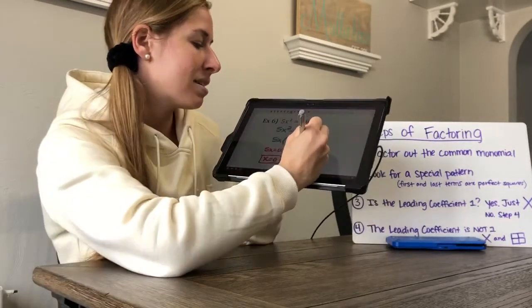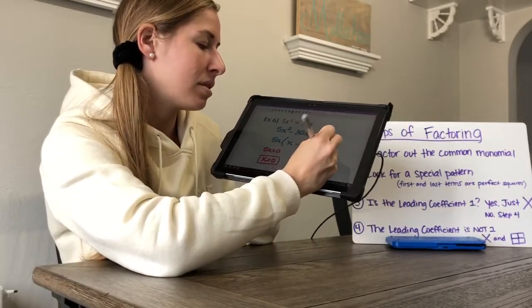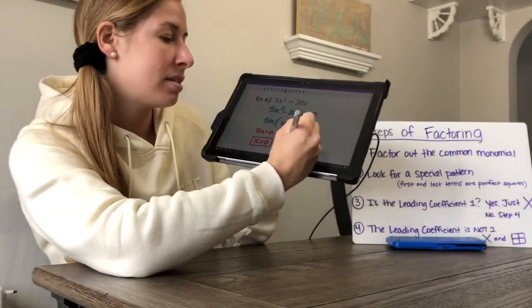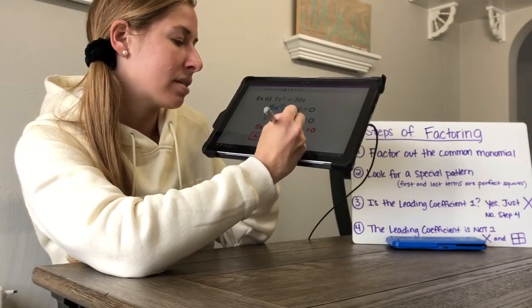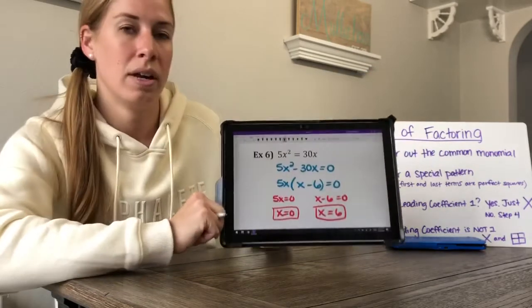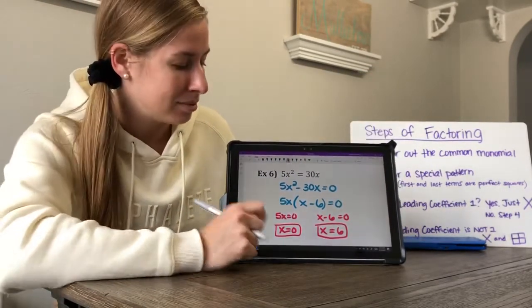And then this bubble, x minus 6, set that equal to 0. Add 6 to both sides. So x equals positive 6. Okay? Cool? Cool.